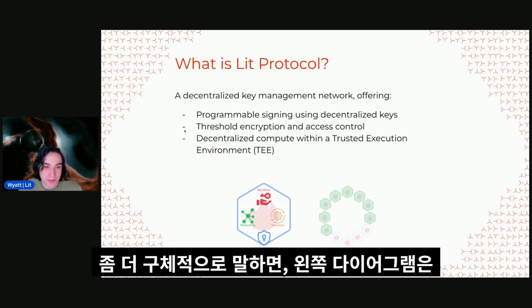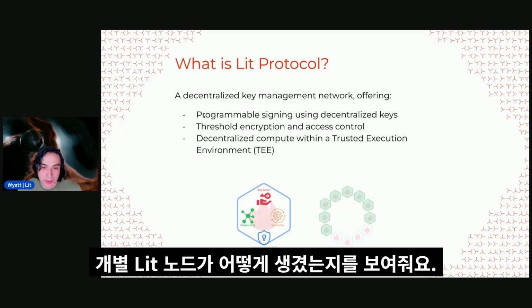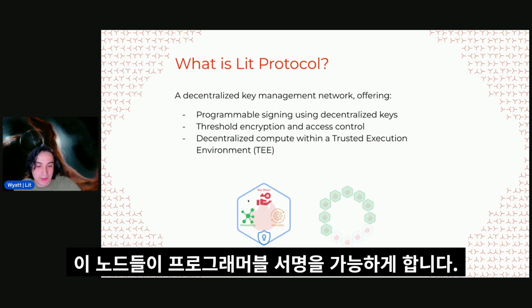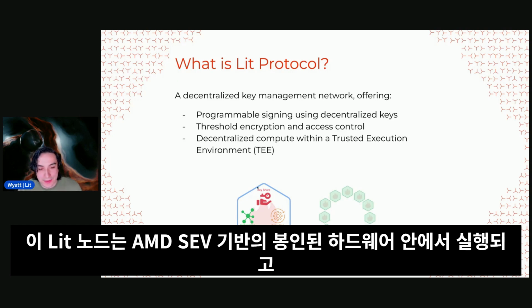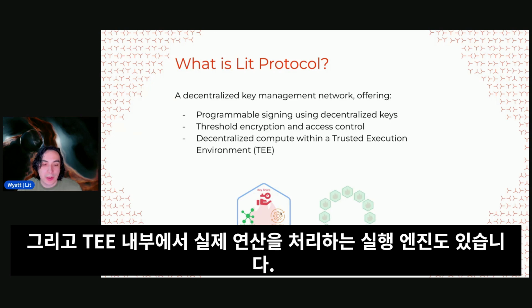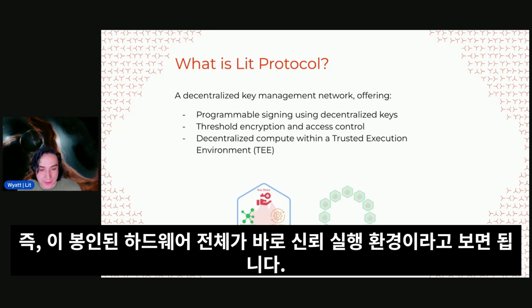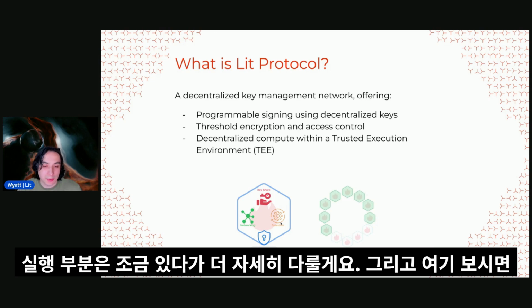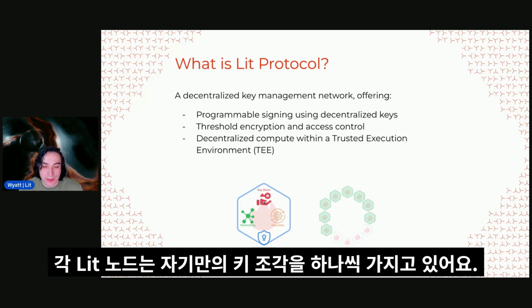More specifically, for programmable signing using decentralized keys, this diagram on the left represents an individual Lit node. Within this sealed hardware, which is AMD SEV sealed hardware, we have a networking module which allows the Lit nodes to talk to each other. We have this execution engine, which is what's happening inside of this TEE. So the sealed hardware is the trusted execution environment. We'll dive more into the execution in a second. And then each Lit node has its own key share.